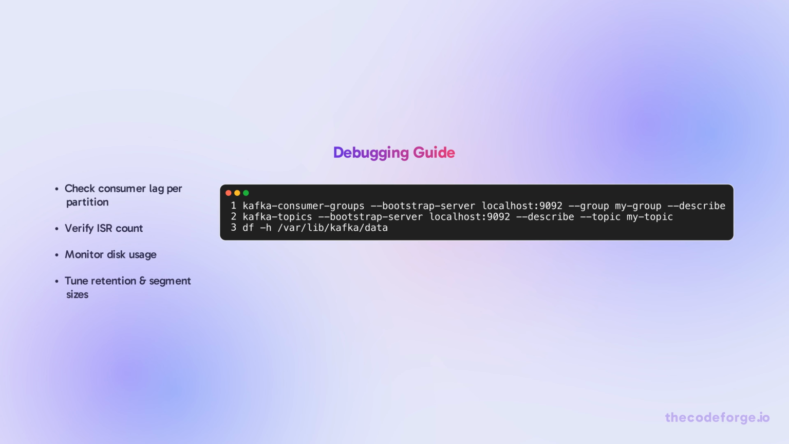To debug consumer lag, run kafka-consumer-groups --describe. To check ISR, use kafka-topics --describe. Monitor disk usage with df. Align retention and segment sizes with throughput.